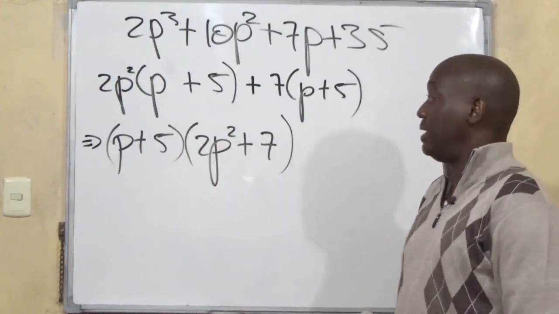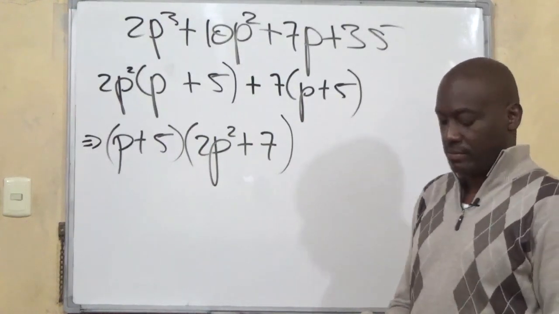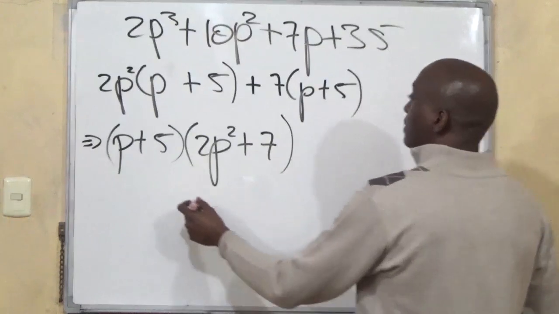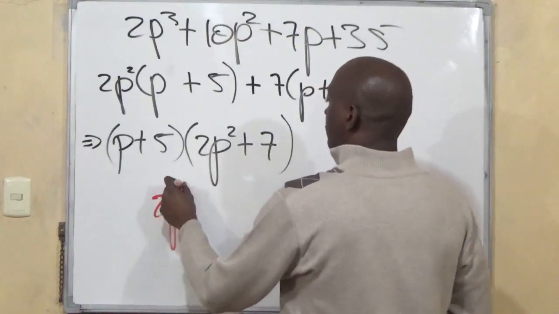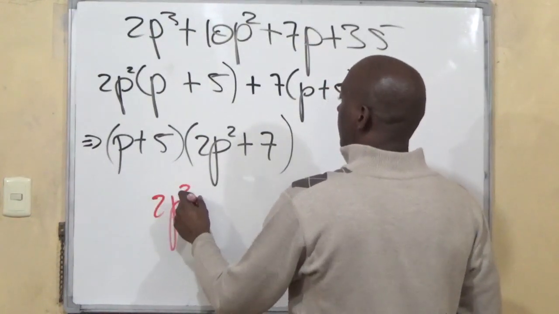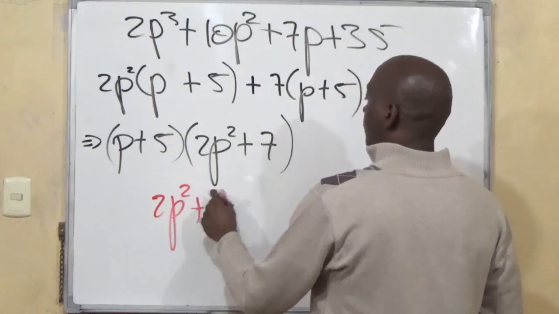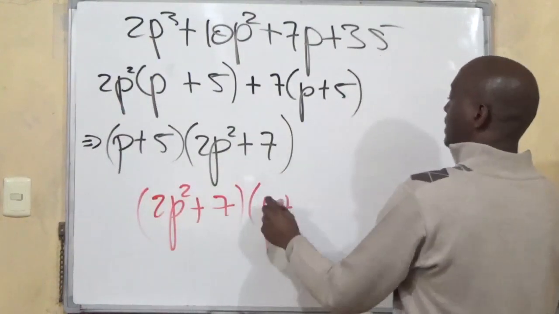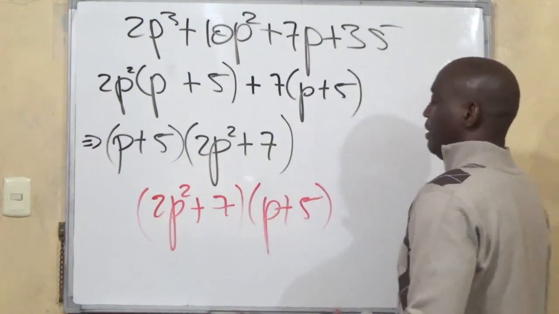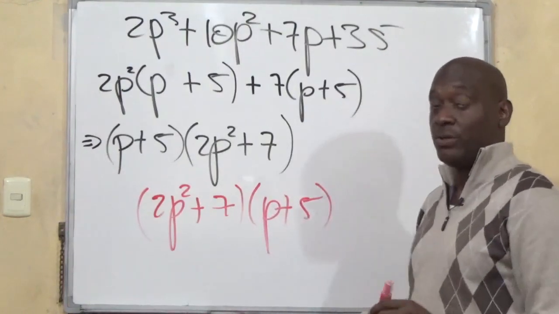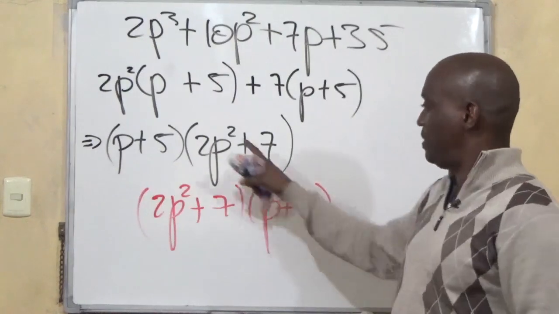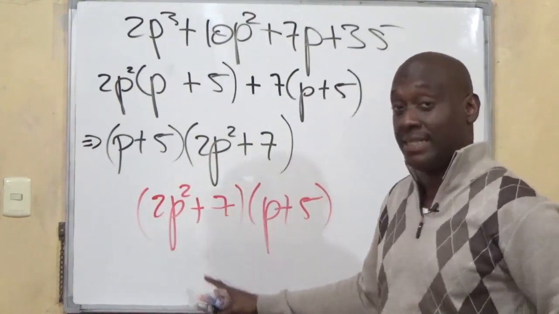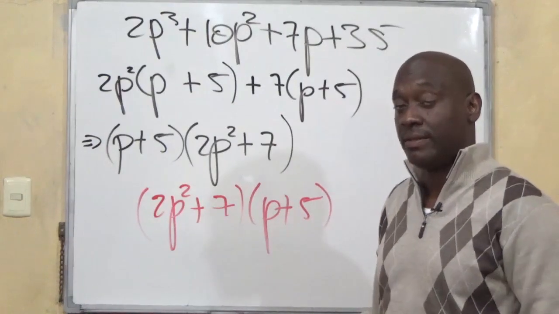They know immediately your next line, and some of them will write it like this. They will write it as 2p squared plus 7. They will go here first, and then they'll put into p plus 5. Right? I want to assure you all categorically that there is no difference between these two as far as getting your marks in the exam is concerned.